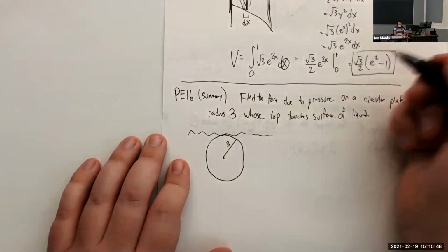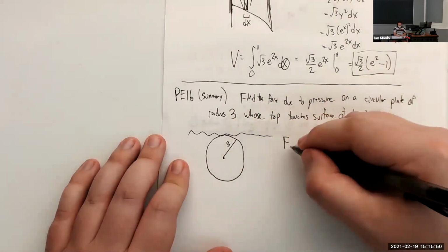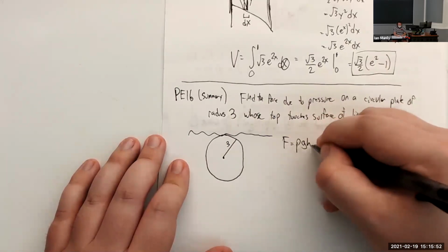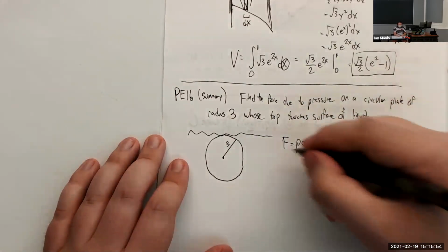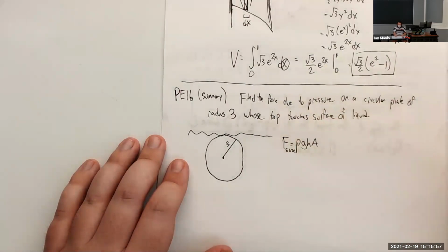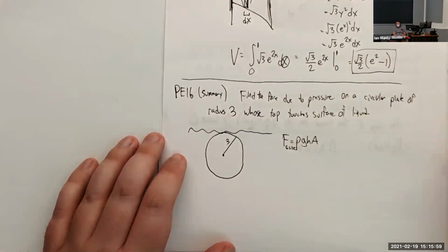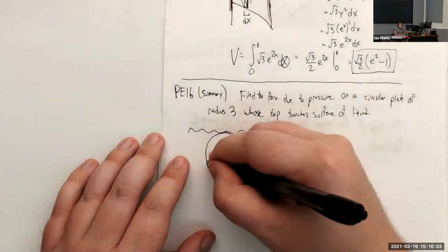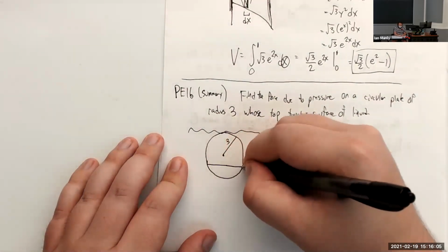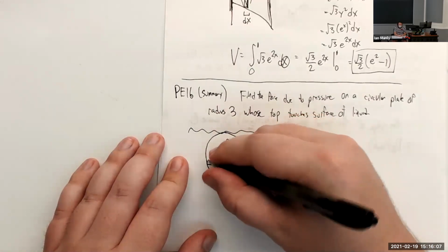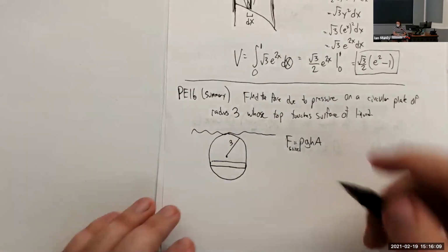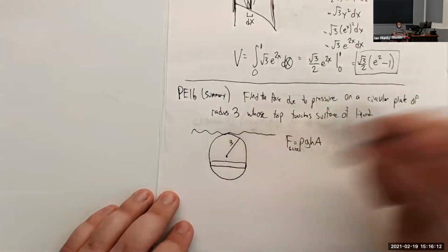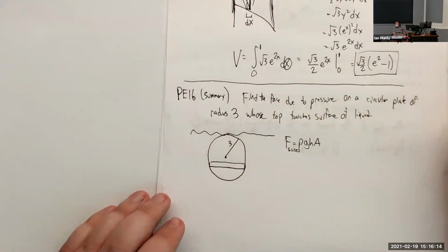Okay, so as always, our force due to pressure is rho g h A. And the way we're going to do this is we're going to find the force due to pressure on little slices of our circle, and we're going to add them all together. By slices, I mean rectangular slices, and they're always rectangular slices, no matter what. They're always going to be rectangles. Even though this shape is a circle, we're still using rectangular slices no matter what.